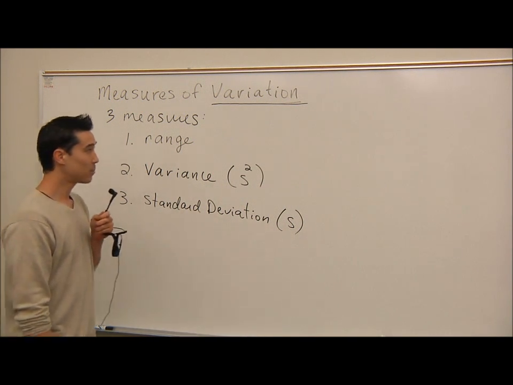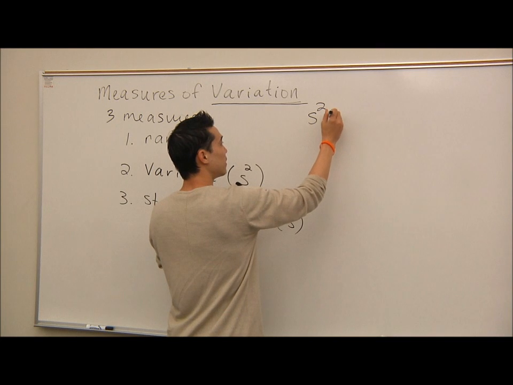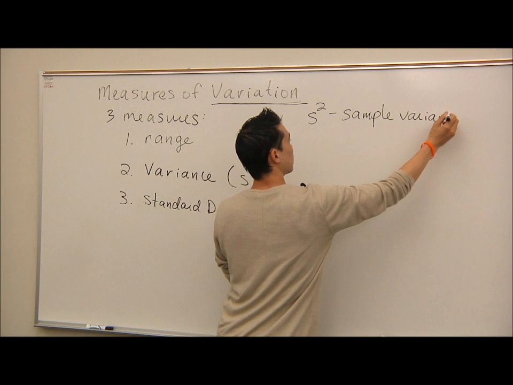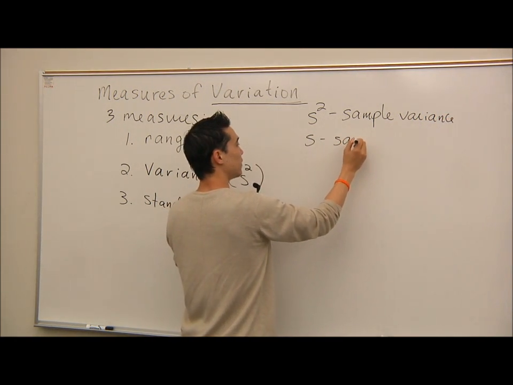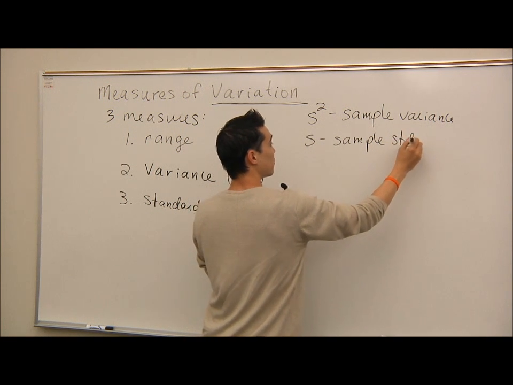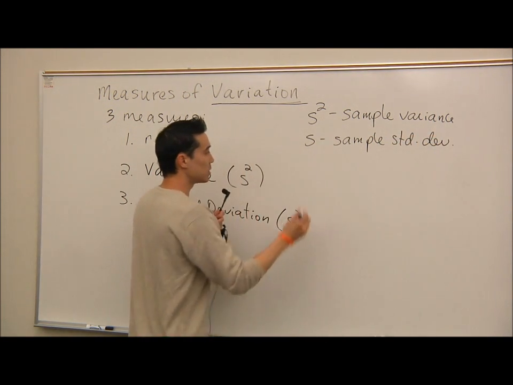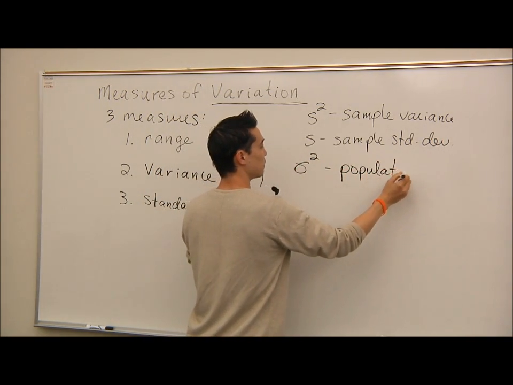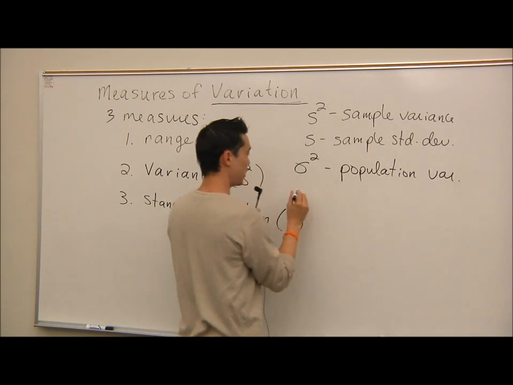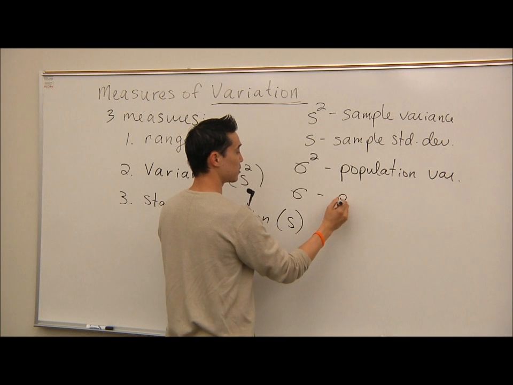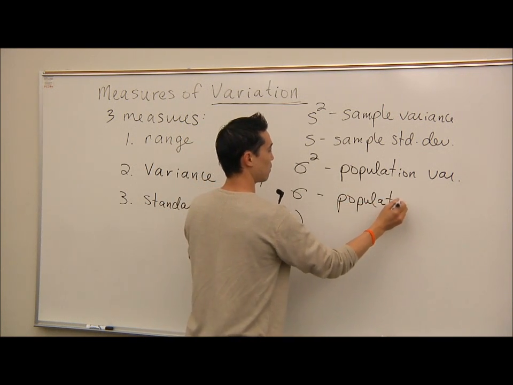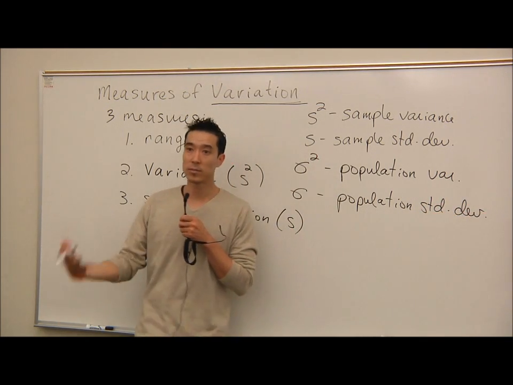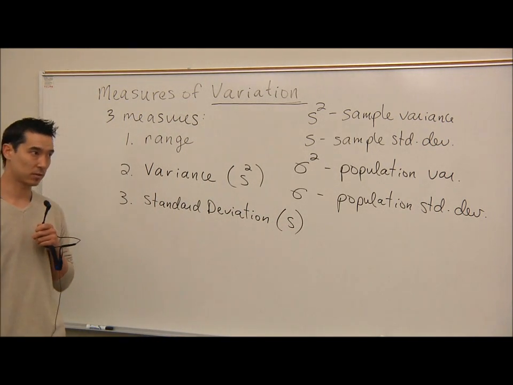All right, a couple of things. So s squared is sample variance. s is sample standard deviation. I'm going to abbreviate that. Sigma squared is population variance. And sigma is population standard deviation. Okay, so these are some more symbols to add to your growing list of statistic symbols.